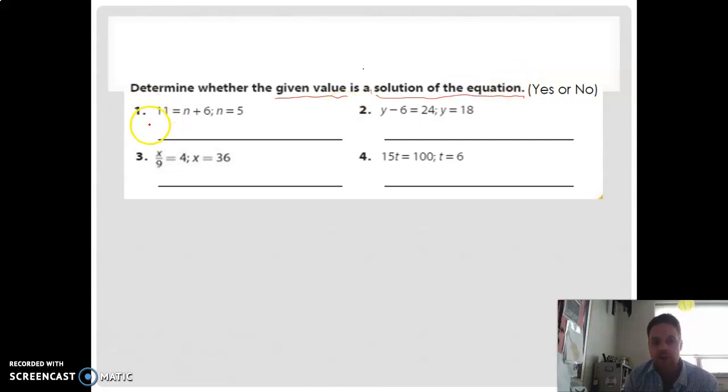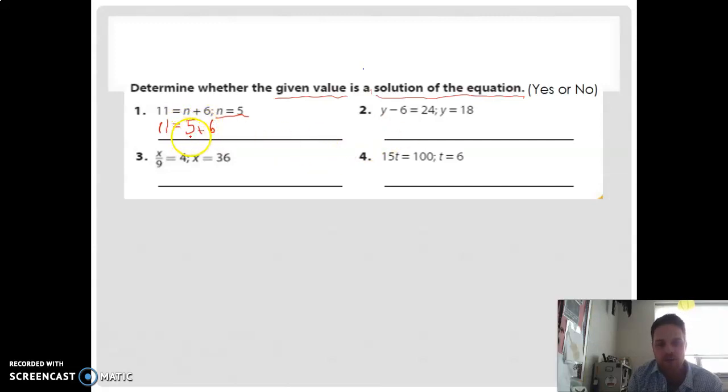So the first one, pretty basic, right? Number one says 11 equals n plus 6. This semicolon is to say, hey, the value that they're giving us is n equals 5. So there's the value of the variable. So basically this is saying, hey, if I substitute a 5 into here, will that be a solution to the equation? Will it make the equation true? So over here we have the expression 11. And if we substitute in a 5 for n, we're going to get 5 plus 6.